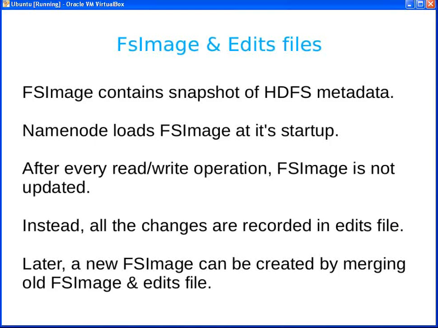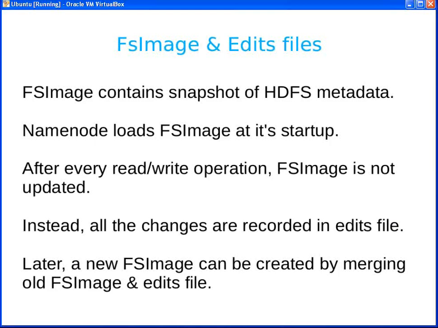Namenode loads FS image at its start. When you are starting your Namenode, it loads all the information from your FS image, because that contains all the metadata. If the FS image is not corrupt, it will load and everything will run fine. But if your FS image is corrupt, then while starting Hadoop, your Namenode will not be able to load it, and that's why your Namenode process will not start.